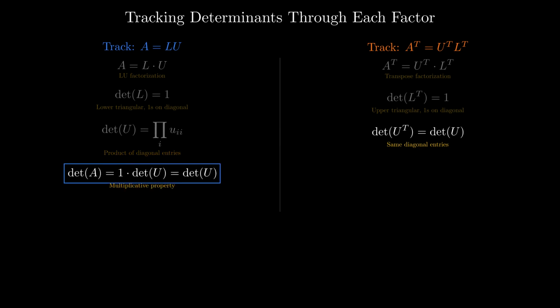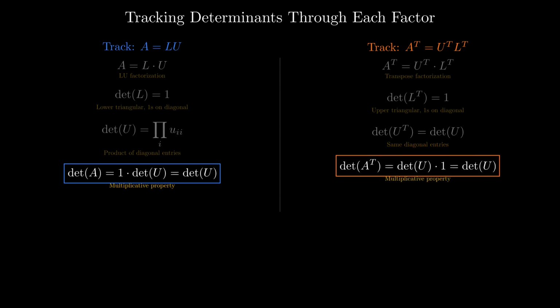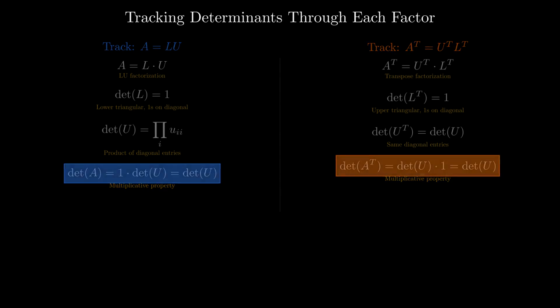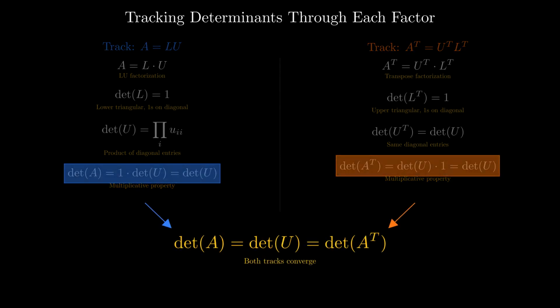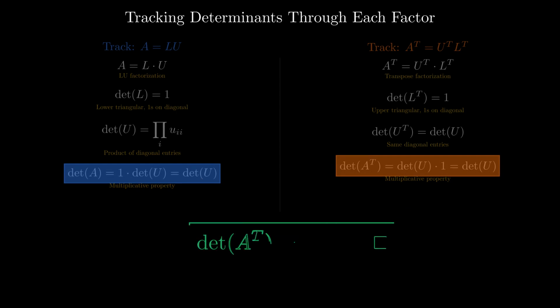The determinant of A equals the determinant of L times the determinant of U, which is 1 times the determinant of U, which simplifies to just the determinant of U. The determinant of A transpose equals the determinant of U transpose times the determinant of L transpose, which is the determinant of U times 1, which also simplifies to the determinant of U. Both expressions equal the determinant of U. Therefore, the determinant of A transpose equals the determinant of A, and the proof is complete.